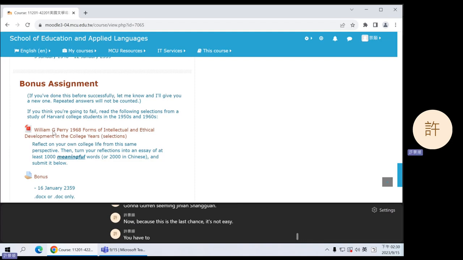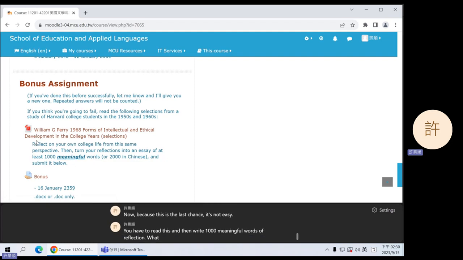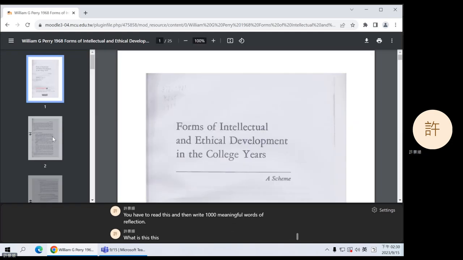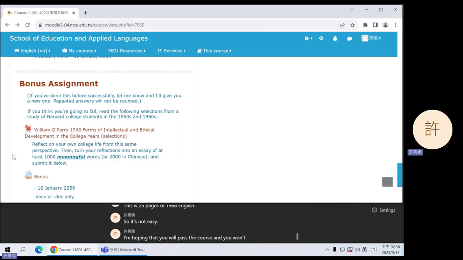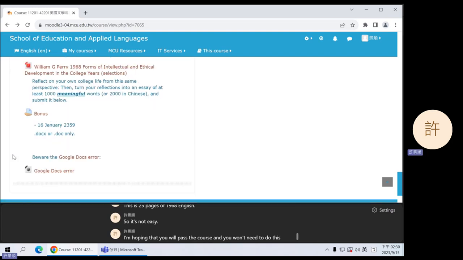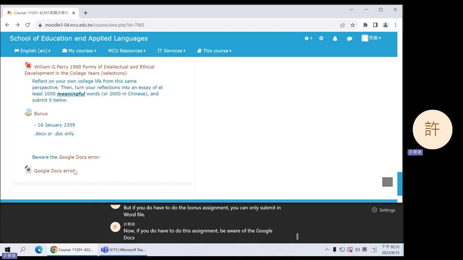Now, because this is the last chance, it's not easy. You have to read this and then write 1,000 meaningful words of reflection. What is this? This is 25 pages of 1968 English. So it's not easy. I'm hoping that you will pass the course and you won't need to do this. But if you do have to do the bonus assignment, you can only submit in a Word file. Now, if you do have to do this assignment, beware of the Google Docs error. This is what I'm talking about.